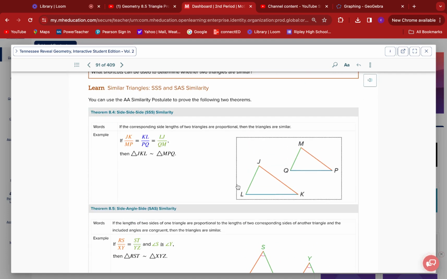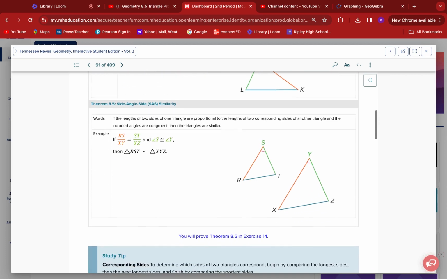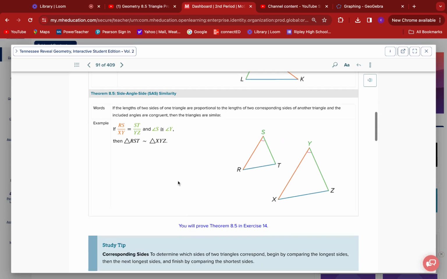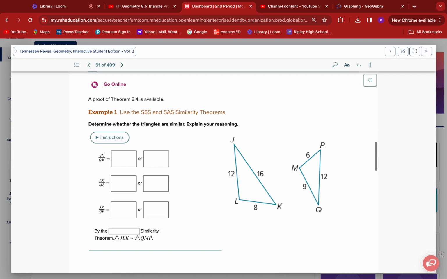All right, visual people, my bad. So green side has to match up with green side. Orange has to match up with orange. And then blue with blue. So all three sides must be proportional. So let's say we don't have that third side. The angle between the orange and the green has to be congruent to each other. So angle S must be congruent to angle Y. That's side angle side.